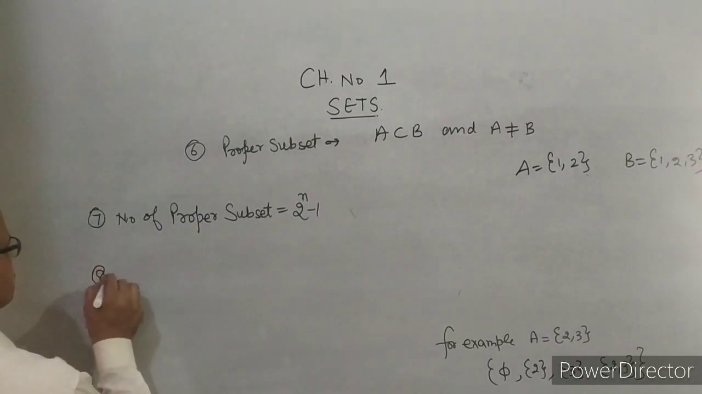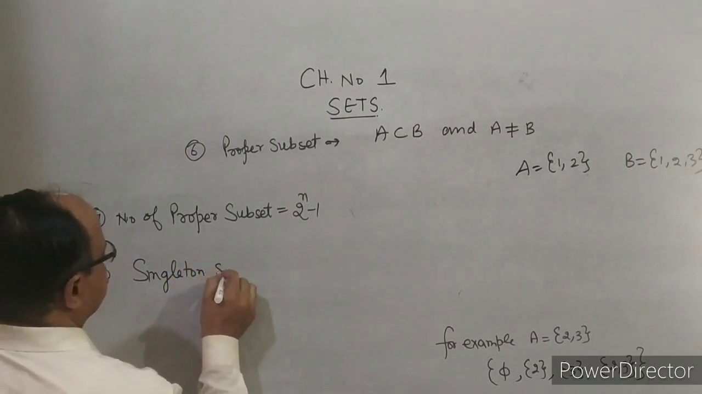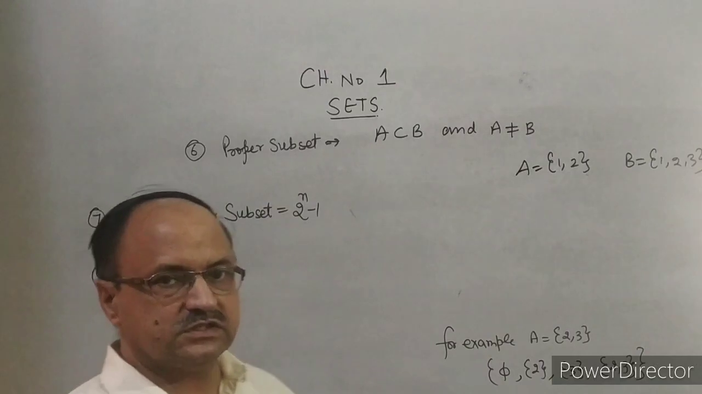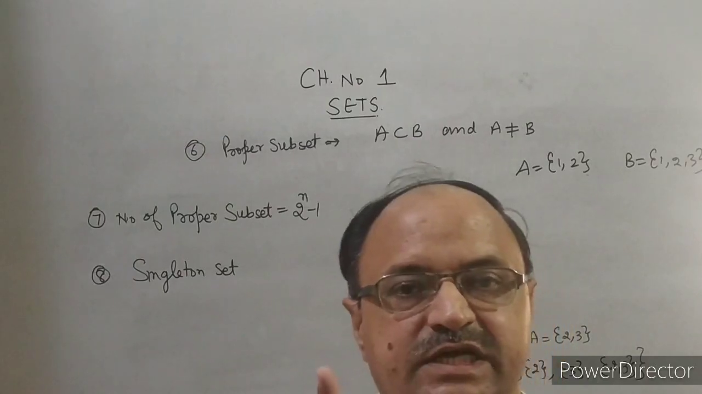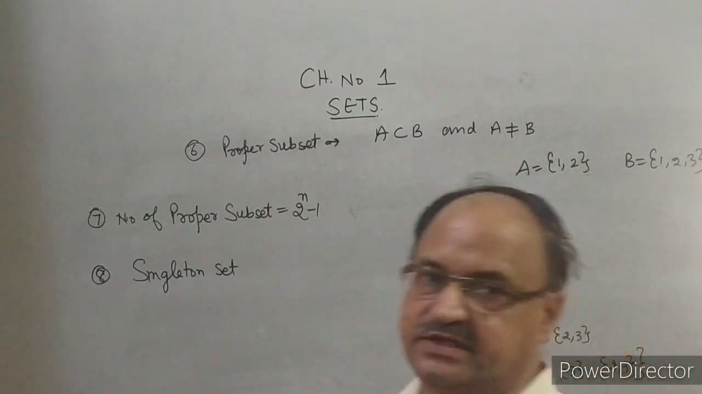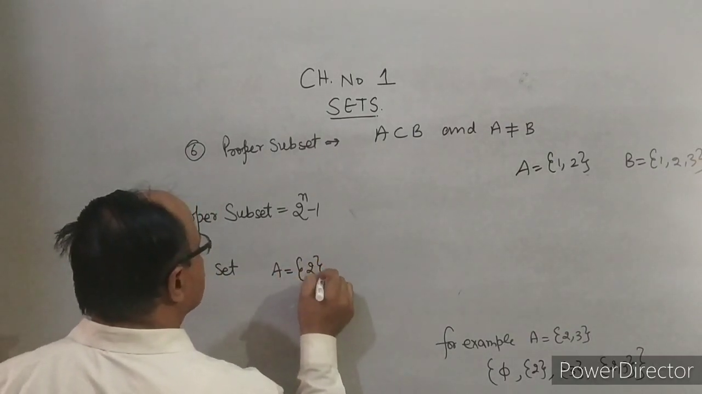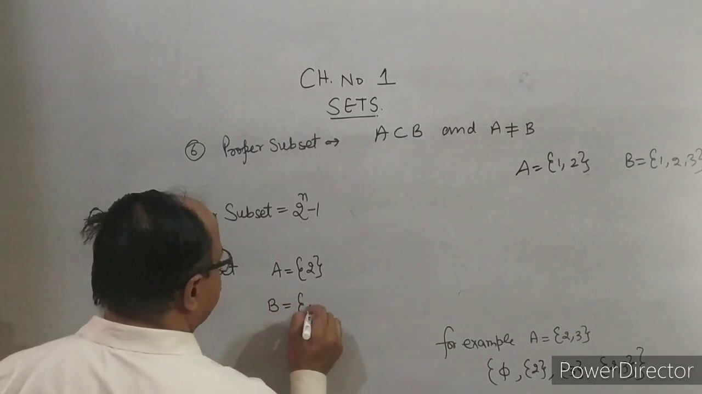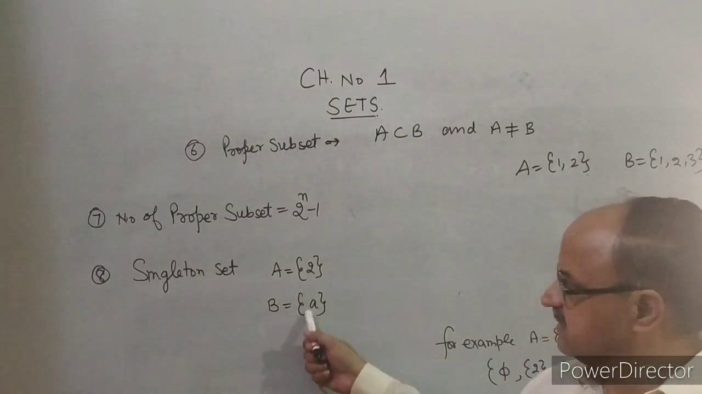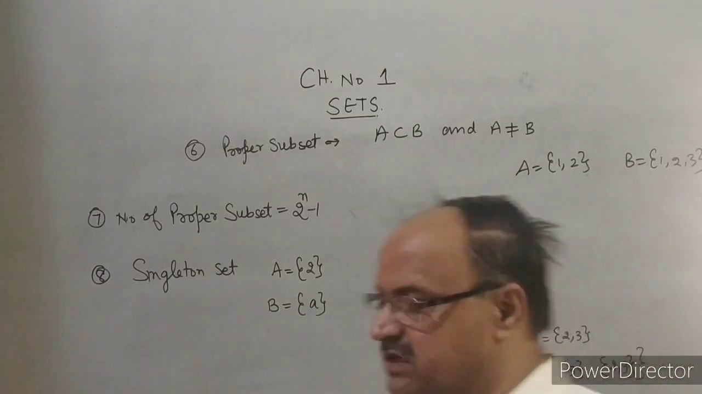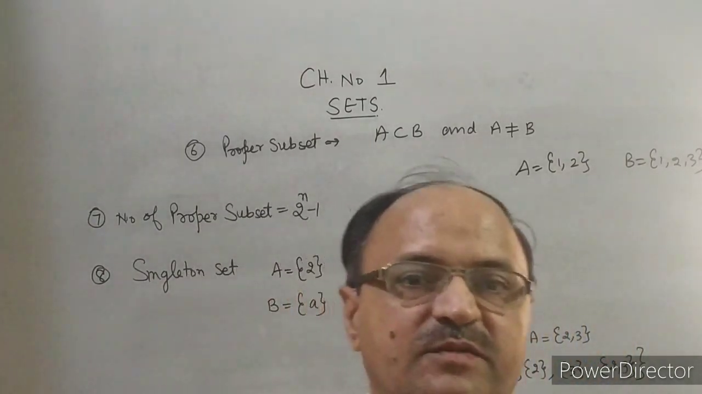8th point, singleton set. Singleton set means the set which contains only one element. The set which contains only one element is called a singleton set. For example, these are the examples of singleton sets, the sets which contain only one element.